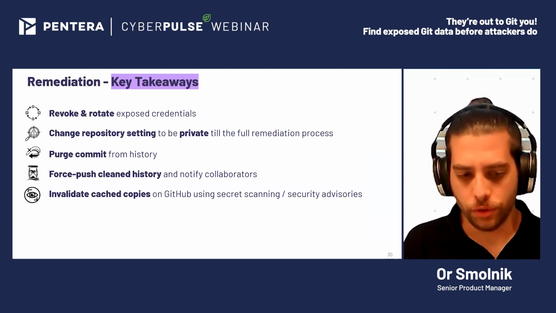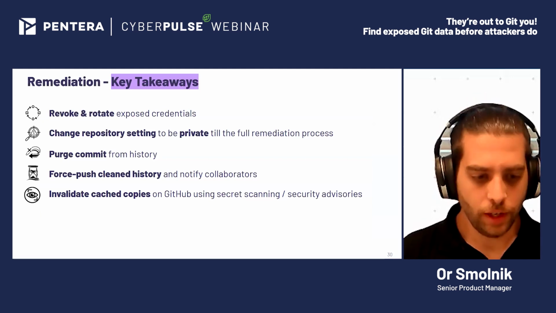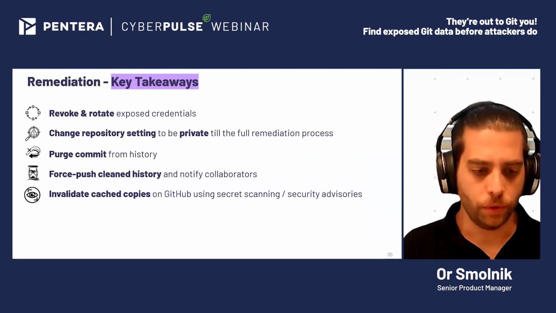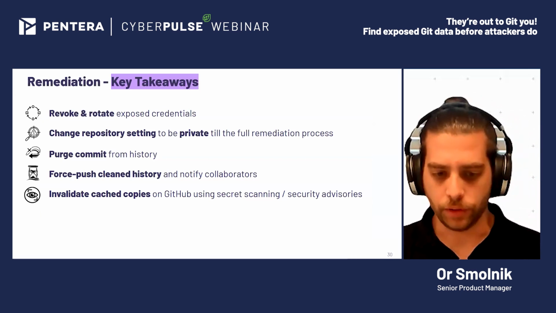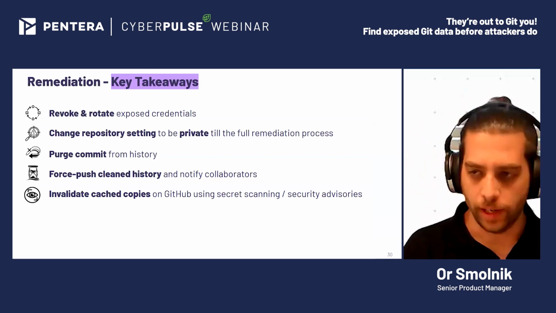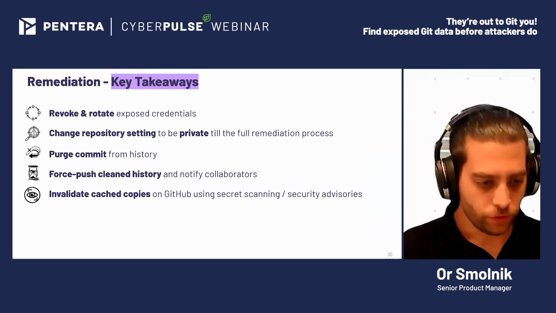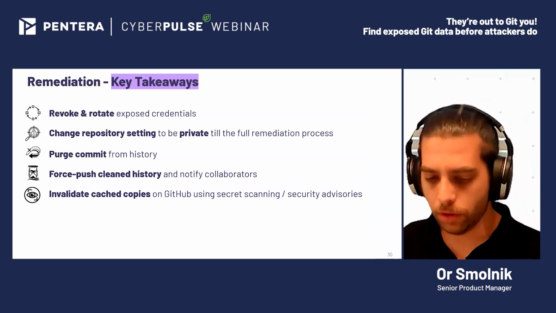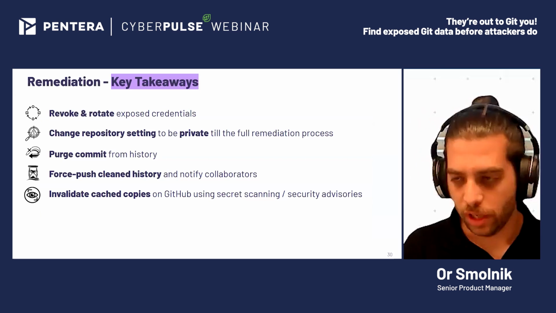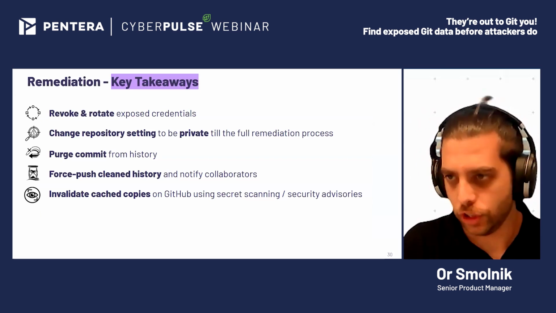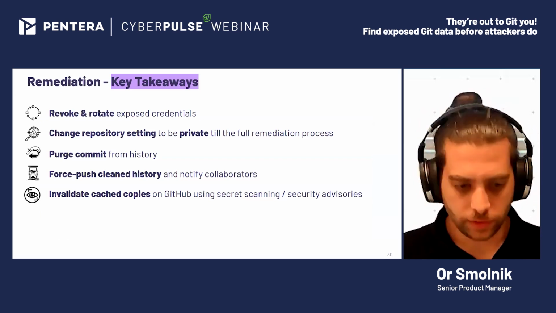So what do you need to do when you are encountering this situation? First of all, you need to revoke and rotate these API keys or these credentials. You don't want them to be validated. You don't want them to be used. Maybe they can exist there for a certain time, but you don't want them to be valid any more, so attackers won't be able to infiltrate and get this initial access to other services.